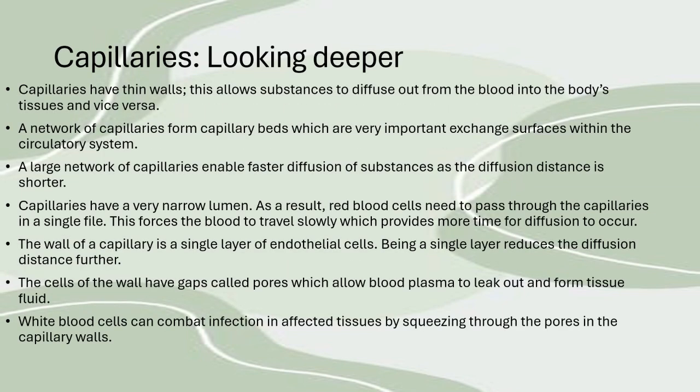Now next, looking at capillaries. Capillaries have thin walls. This allows substances to diffuse out from the blood into the body's tissues and vice versa. A network of capillaries forms capillary beds, which are very important exchange surfaces within the circulatory system. A large network of capillaries enables faster diffusion of substances as the diffusion distance is shorter.